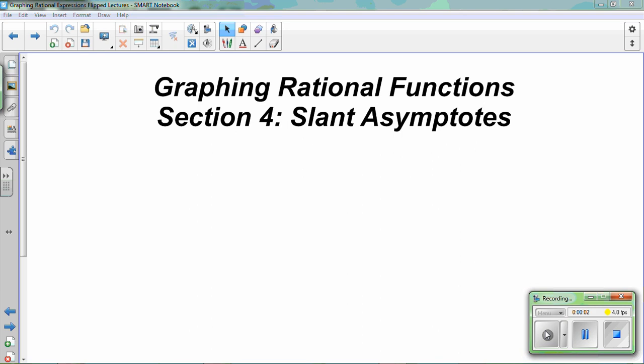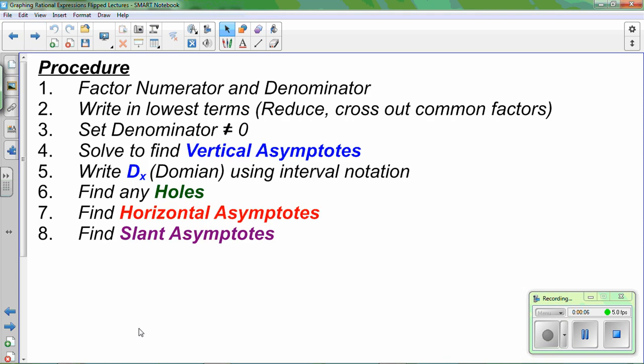Graphing rational functions, section 4, slant asymptotes. So this is video number 4, hence section number 4 of graphing rational functions. And up to this point, we've discussed steps 1 through 7. Steps 1 through 5 were in the first video on factoring the numerator and denominator, reducing, finding vertical asymptotes and the domain.